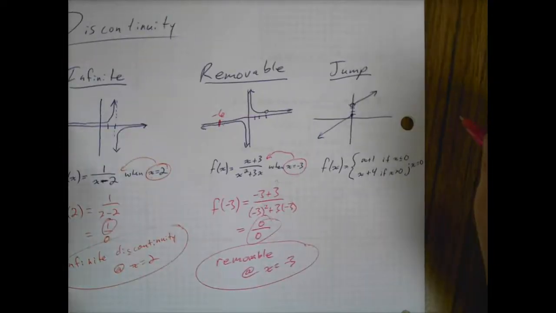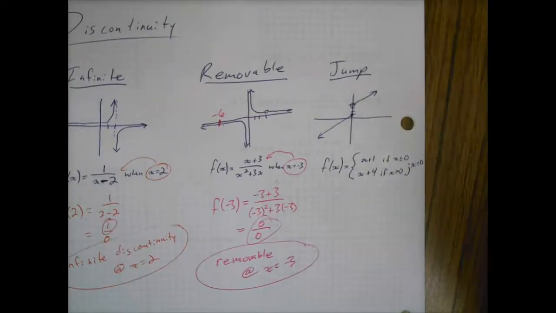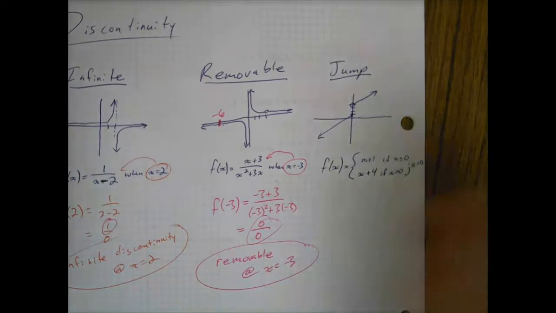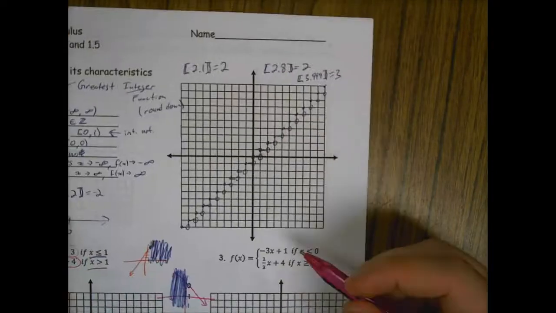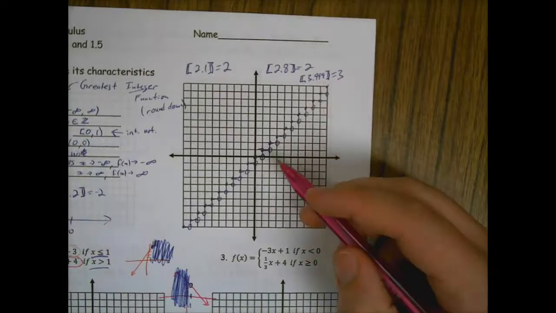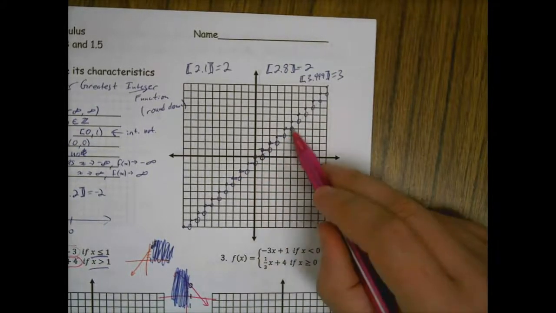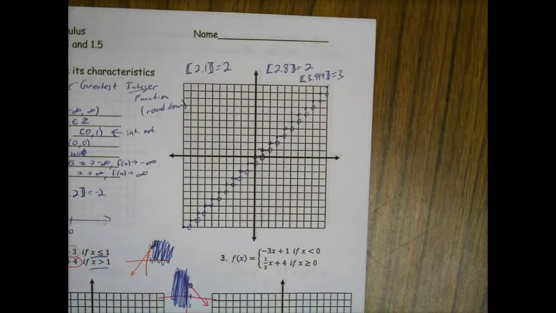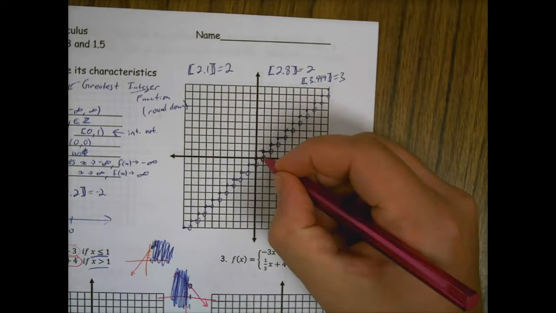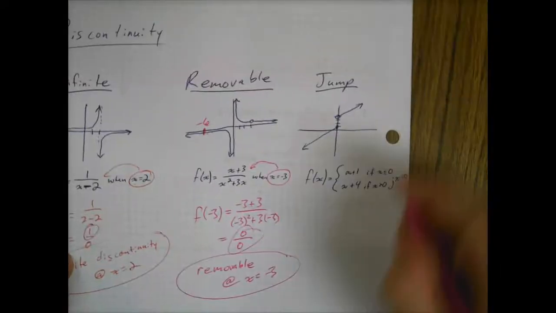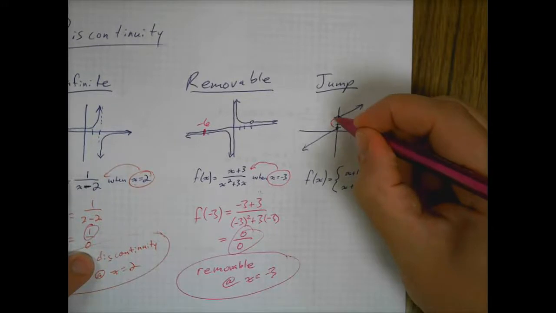Jump discontinuity will only exist really, well, never mind. One of the times it will exist. We also saw a jump with our greatest integer function. These are a ton of jump discontinuities. So that's one function. Essentially, it's just jumping from one value to another. Can also jump with piecewise functions from one value to another.